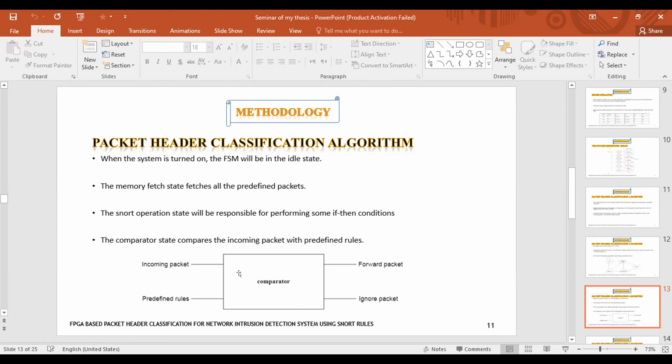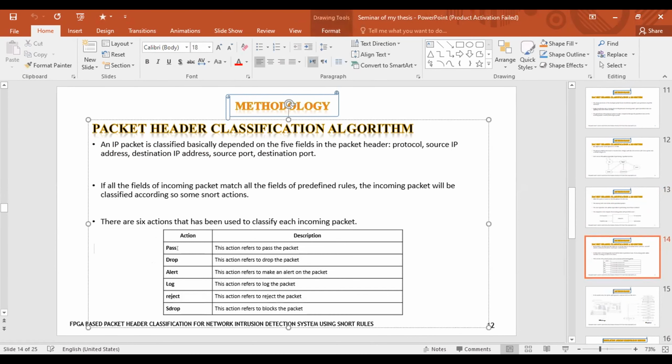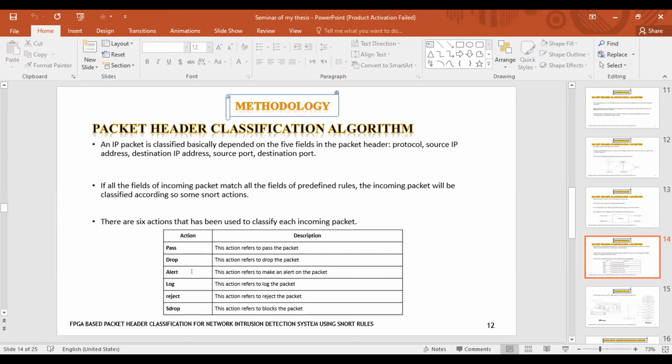So this is the incoming bucket. It will be compared with the predefined rule. After that, the FPGA will be responsible for forwarding the bucket, ignoring the bucket, or alerting on the bucket. So now I will show you just some actions in this node tool. Pass, for example: this bucket is valid, so pass it. Let this bucket go to its destination. And this bucket is malicious, drop it. Alert, this is a suspicious bucket. Load, just load it. Reject this bucket, and so on.